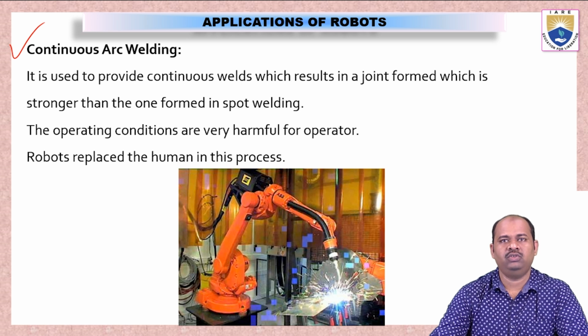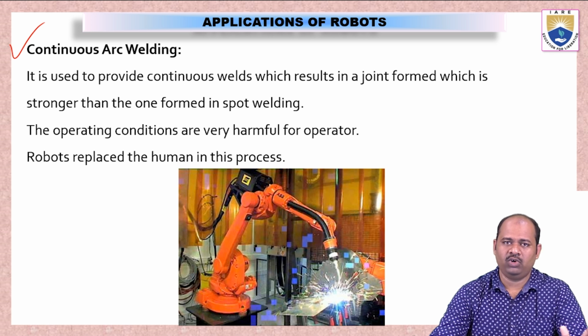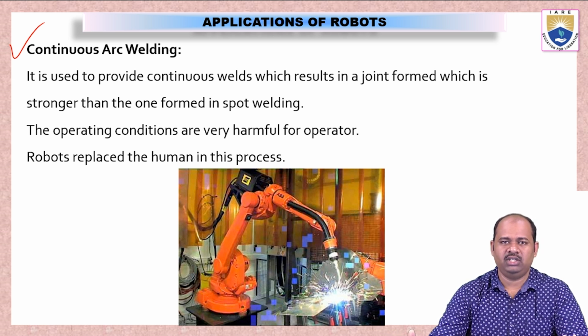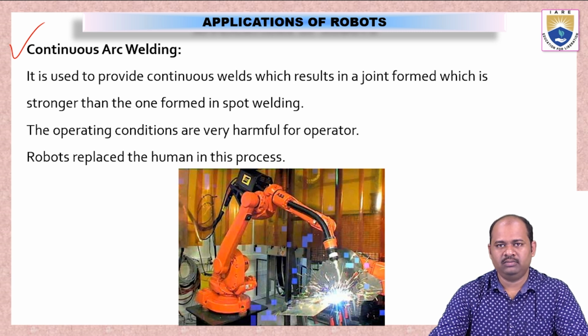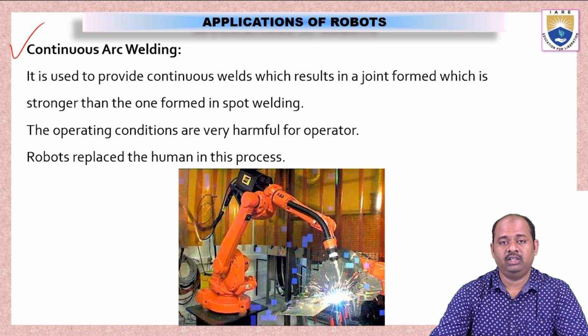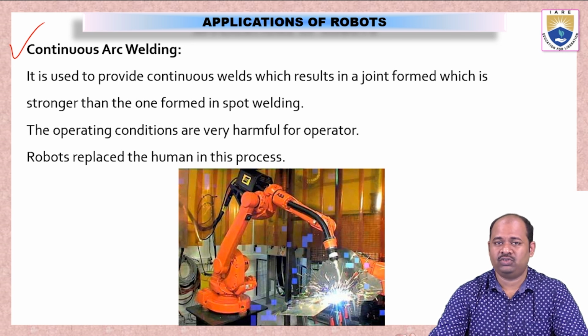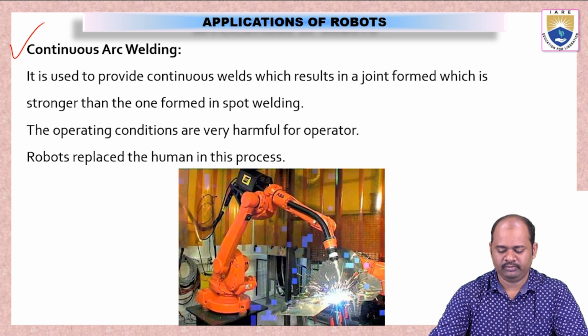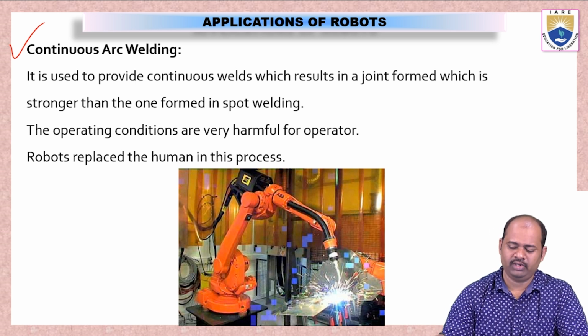So see here, it is used to provide continuous welds which results in a joint that is stronger than one formed in spot welding. So this kind of welding machine can give stronger joints when compared to spot welding machines, because a spot welding machine is used for very thin sheets of iron. Very thin sheets like GI sheets can be welded in spot welding. Coming to this welding, we can weld very thick plates, and also we can get a much stronger joint when compared to spot welding.